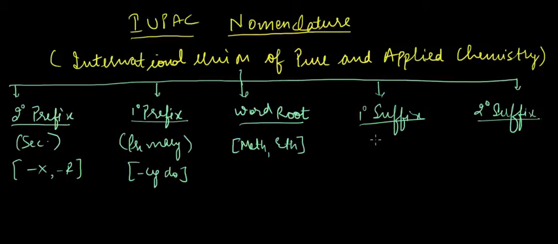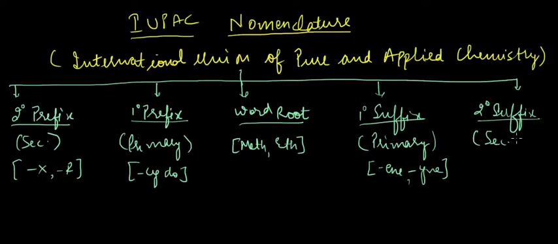Then we have 1-degree suffix, also called primary suffix. This can include ene, yne, and something like that. Then we have secondary or 2-degree suffix. It's also called secondary suffix. So we'll look into what is secondary suffix via some examples in a few minutes. So let's start off with 2-degree prefix. It's also called secondary prefix.